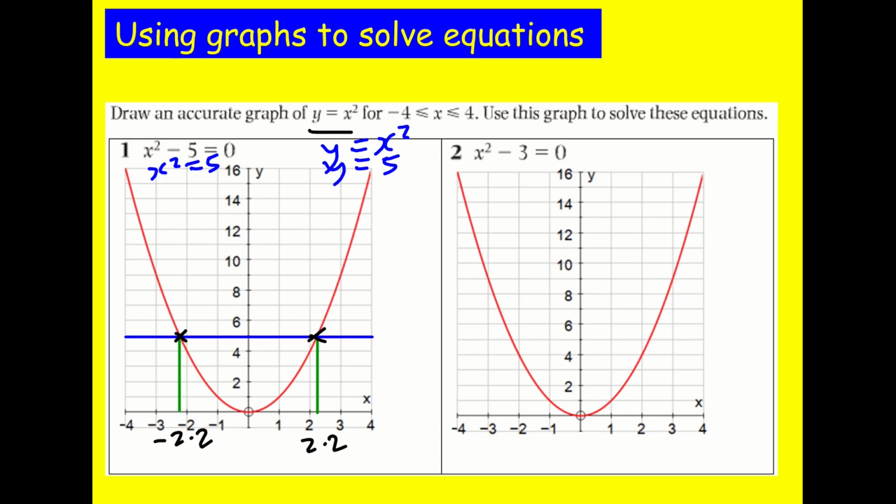Now, in this particular case, actually, we could solve this equation exactly. We could rearrange it to x squared equals 5 and take the square root. When I take the square root, I have to take the plus and minus square roots. And in fact, it turns out to be 2.23 and so on. Okay, our graphical solution is not exact, but it's pretty good.